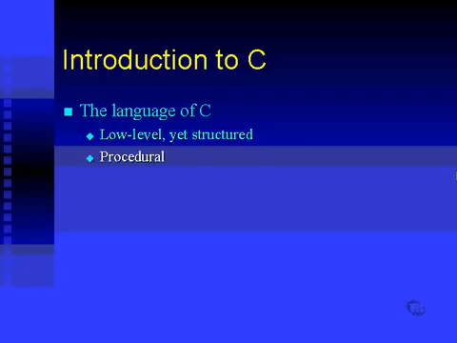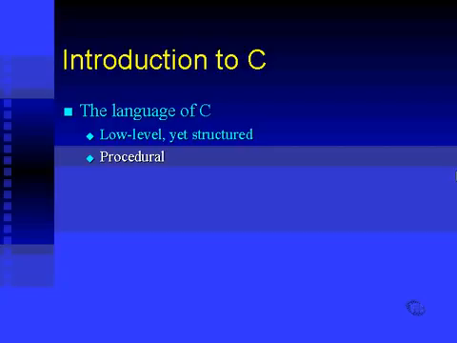C is a procedural language. When I say procedural, I'm comparing that to the other common type of language that you find in the world, and that is the object-oriented language. An example of an object-oriented language is Java or C++. C is a procedural language, which means you start at the beginning of the main part of the program, you work through it step by step, calling procedures as you go.